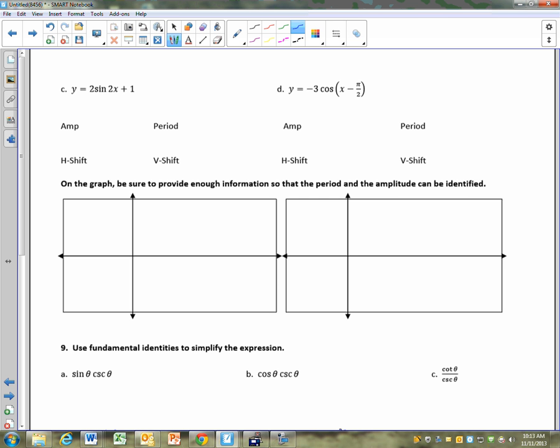Okay, here we go. So we left off on Thursday with graphing sine and cosine. And so let's just pick up where we left off.